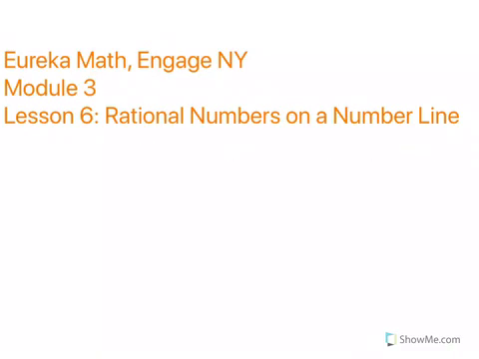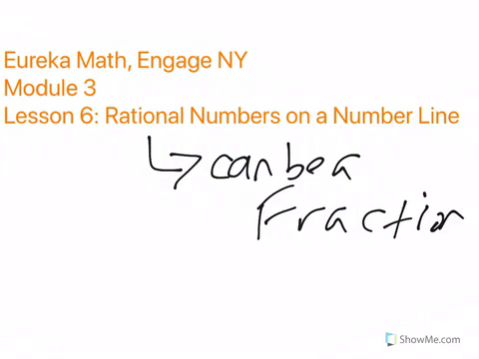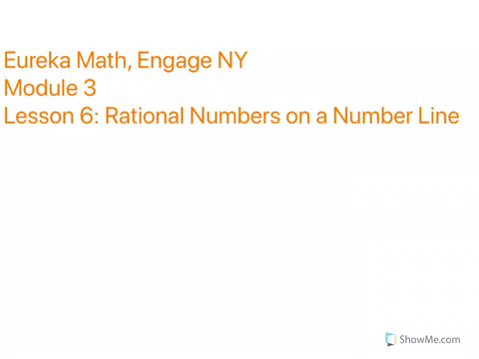First thing we might be asking ourselves, what is a rational number? That's a fancy way of saying a rational number is a number that can be represented as a fraction. So it's a number that can be a fraction. That's a fancy word, but that's a simple way of saying that.